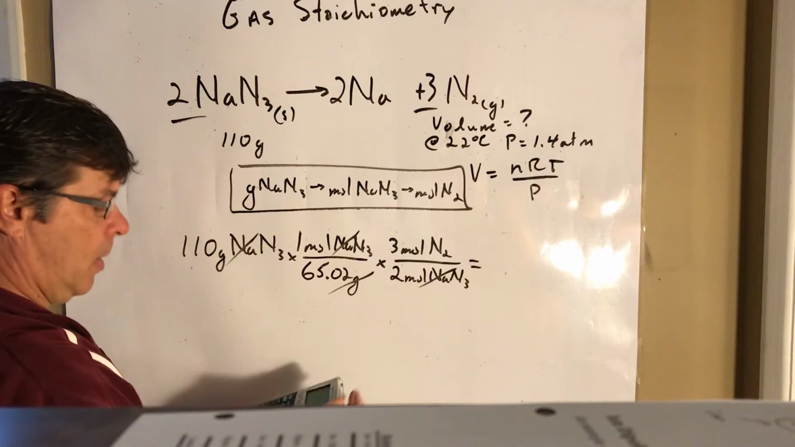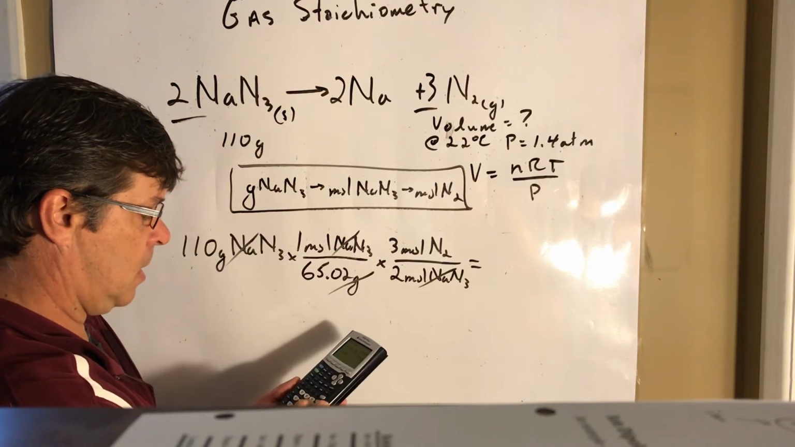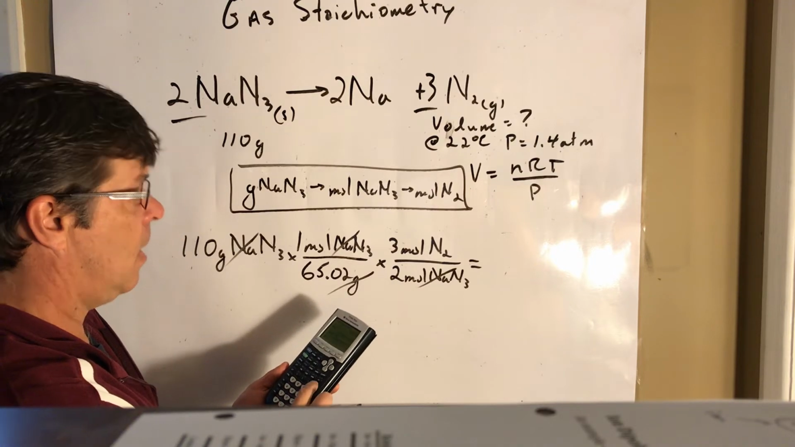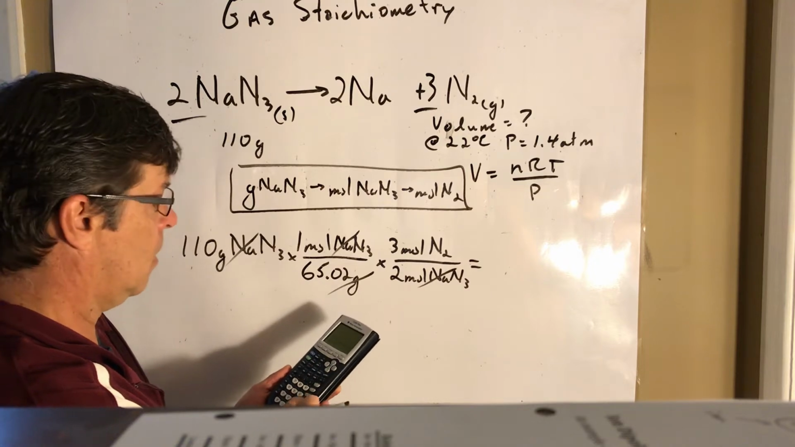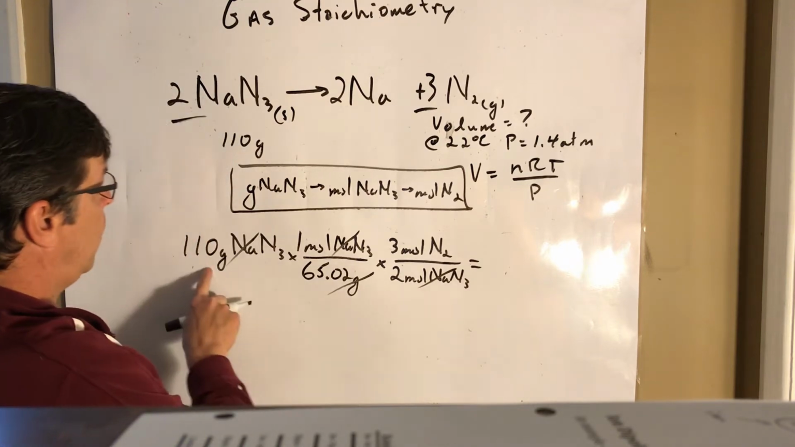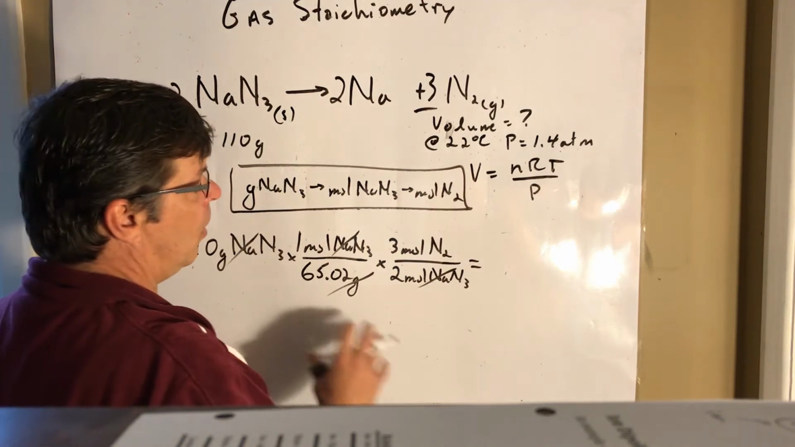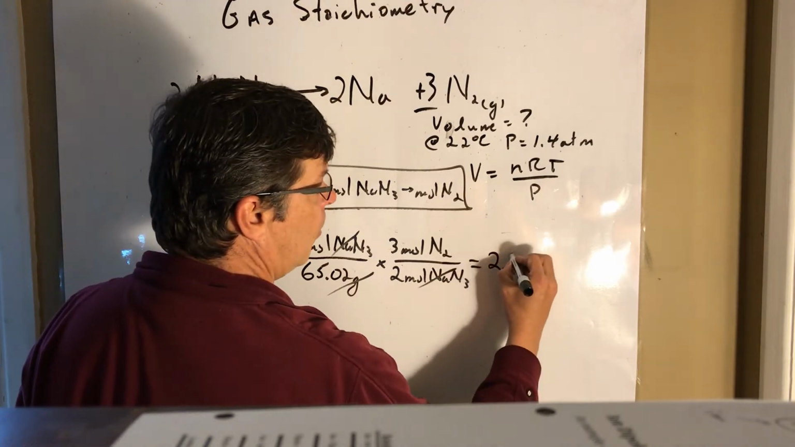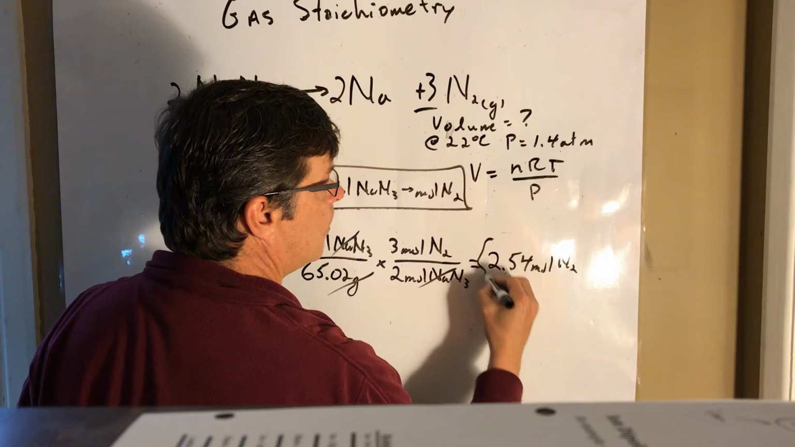So let's just stop here now. So let's get an answer. Let me hit that button, times 110, and then multiply by 3. So think about that. That is 2 sig figs. So let's just use 2 sig figs here, although we can round off at the end. So let's say it's 2.54 moles of nitrogen, okay?